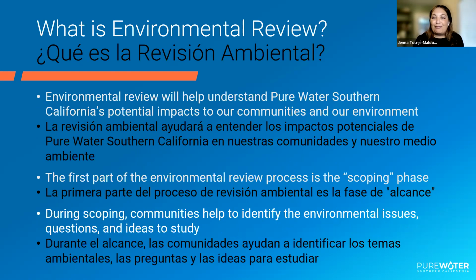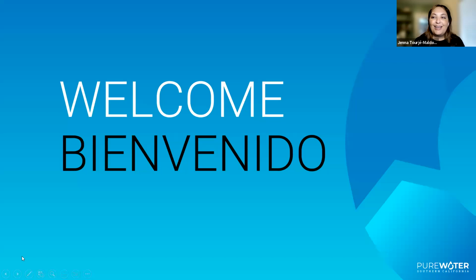I'm going to do a brief overview of what environmental review is before we get started this evening. The environmental review process will help understand Pure Water Southern California's potential impacts to our communities and to our environment. The first part of the environmental review process is the scoping phase. We are here today in the scoping phase, and during scoping, communities help to identify environmental issues, questions, and ideas to study. I'd now like to turn it over to Rupam Soni, the Outreach Lead for Pure Water Southern California, to provide our welcome this evening.